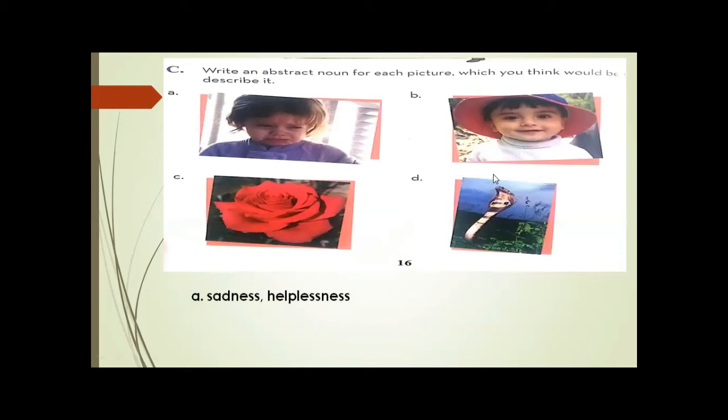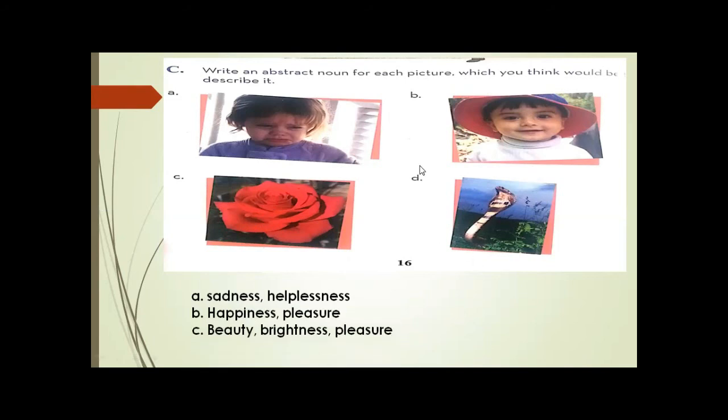Now, number 2. You see a boy. He is happy. He is delighted. He is feeling pleasure. So, the answer to it is happiness and pleasure. Now, look at the fruit. Wow, it's beautiful. It's bright. It's colorful. So, you feel pleasure when looking at it. So, the answer to this is beauty, brightness, and pleasure.